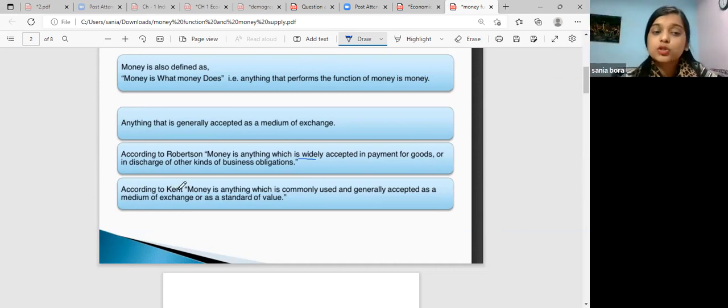Okay. Now, the other scholar was Kent. According to Kent, money is anything which is commonly used. He was very clever, you know. From the meaning itself, he took the words and made his own definition. Money is anything which is commonly used and generally accepted as a medium of exchange, which we did in the meaning part, or as a standard of value. Out of four words, he took two and made his own definition. Clear?